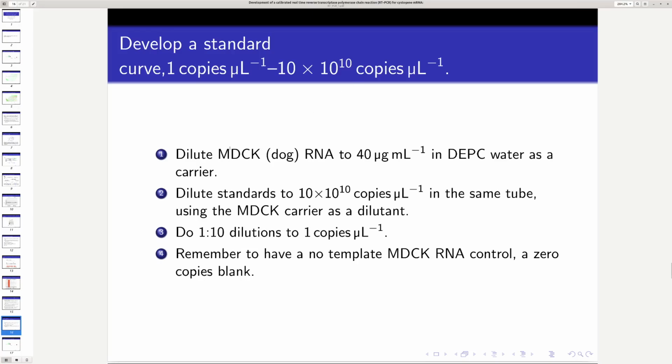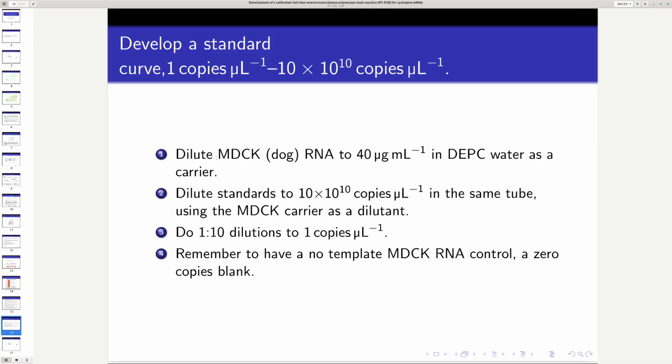And so we need a carrier, and we're looking for another complex mammal, and I chose the dog because we won't be working with dogs. They're too cute. But we will be working with humans and mice. And so what we use is a Madin-Darby canine kidney cell line, and we make RNA from that, and then dilute that RNA to 40 micrograms per mL in DEPC water. So you've got about 12 mLs of that.